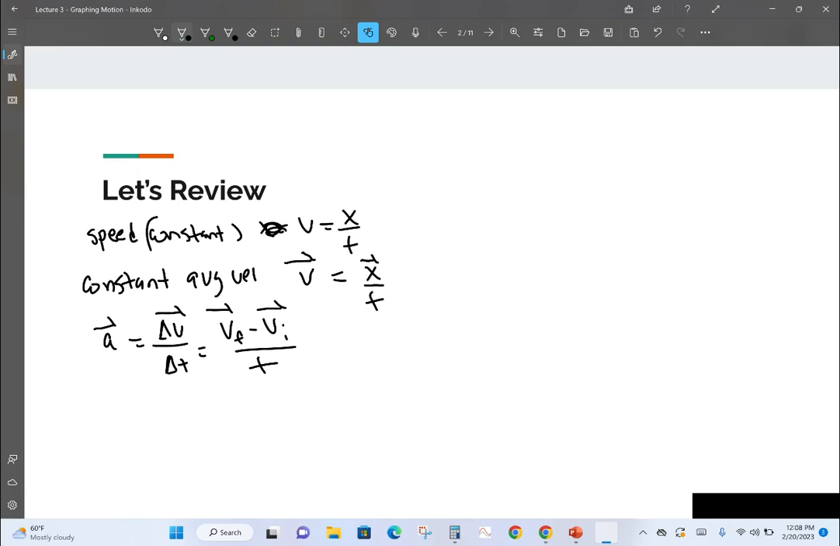And remember that velocity and displacement are both vectors, and that anything going to the east is positive, anything going to the west is negative, anything going north is positive, and anything going to the south is negative.